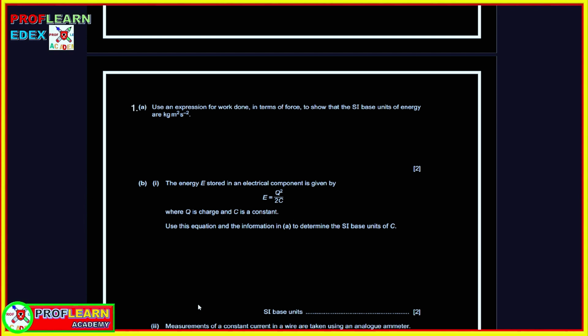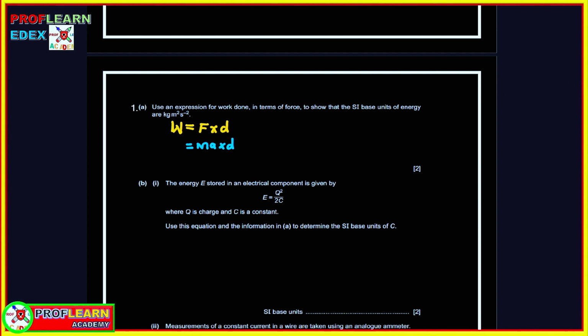Now, in this case, we know that work done is given by the formula force times distance. Work done is force times the distance. So we need also to understand that force is ma, and we are going to multiply that by distance. Now we have mass, we have acceleration, we have distance. Then we are going to substitute the units of each of the quantities that we have here.